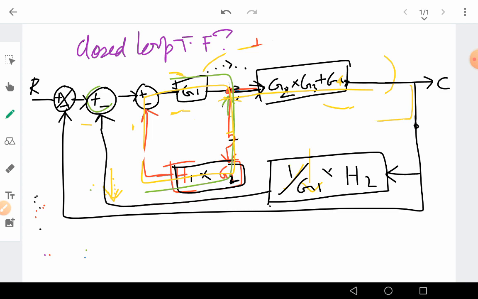Okay, now you can see this yellow thing is a complete closed loop. So how can I simplify that thing? Yeah, using the feedback formula. So how can I simplify it into a single block?